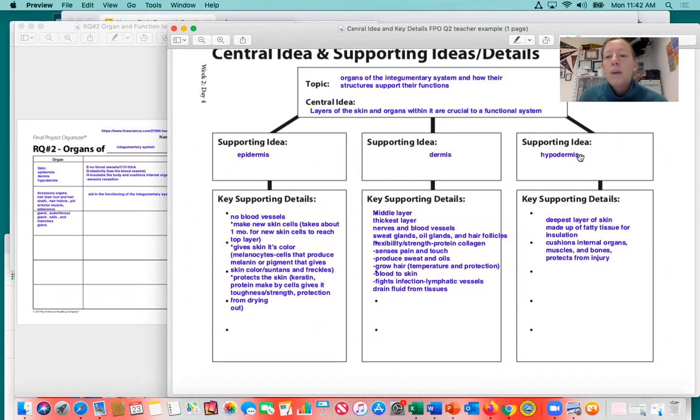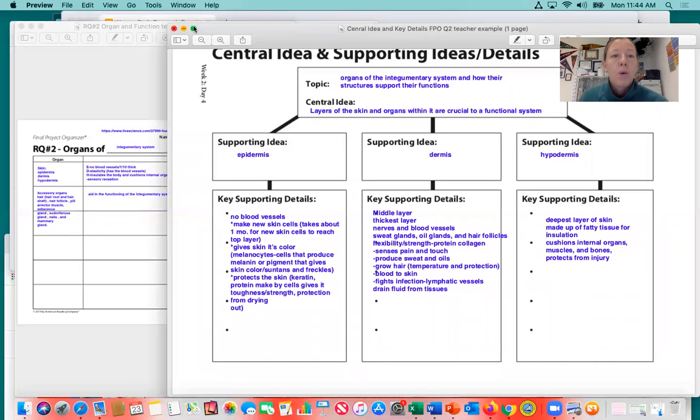So I broke down my supporting idea into the layers of the skin and then broke down my key supporting details into the function of each layer, because this is about the organs and how their structures support their functions. So what is in the epidermis, what's it made of, and then what does it do for us? The dermis, where is it? What's in it? What does it do for us? Hypodermis, same idea. What's unique about it? What's it made of? And what does it do for us?